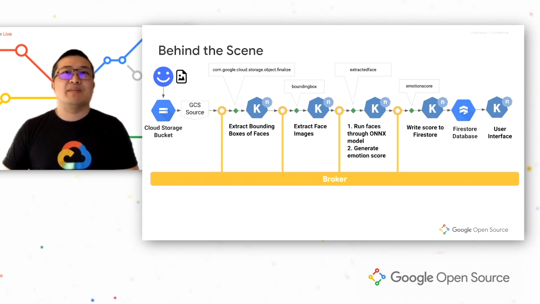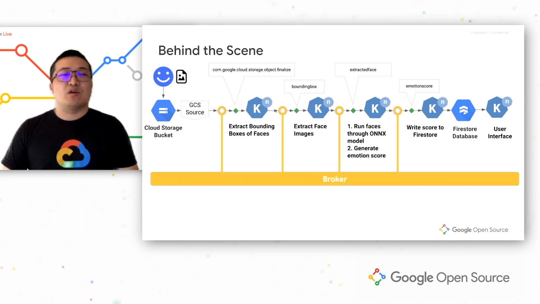When I uploaded the image to the storage bucket, we have a cloud storage source that imports the cloud storage events to the broker. The first trigger subscribes to such events and triggers the first service, which uses the metadata in the event to retrieve the image and detect the faces bounding boxes.